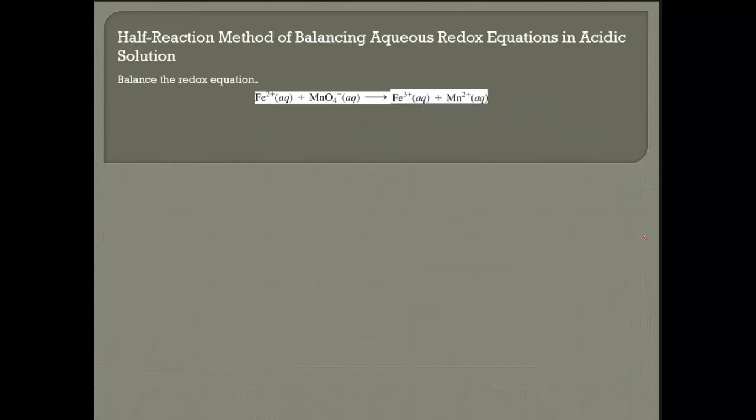Alright, let's try a little bit more difficult one. First, let's try to figure out what all the charges are. Let's break them up. We know the irons are going to go together, and we know the manganese is going to go together. So, Fe2 plus yields Fe3 plus. It's going from a +2 to a +3. It's becoming less negative, so that means it's losing electrons. In fact, it only lost 1 electron in that process. So that 1 electron is going to be on the right-hand side.